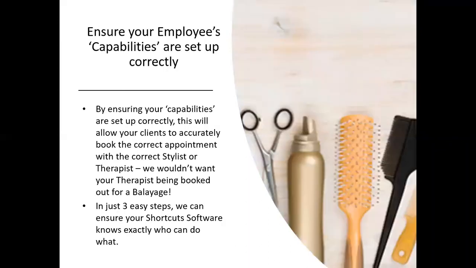Ensuring your employees' capabilities are set up correctly. By ensuring your capabilities are set up correctly, this will allow your clients to accurately book the correct appointment with the correct stylist or therapist. Of course, we wouldn't want your therapist being booked out for a balayage or similar, or the other way around. So in just 3 easy steps, we can ensure your Shortcuts system knows exactly who can do what.